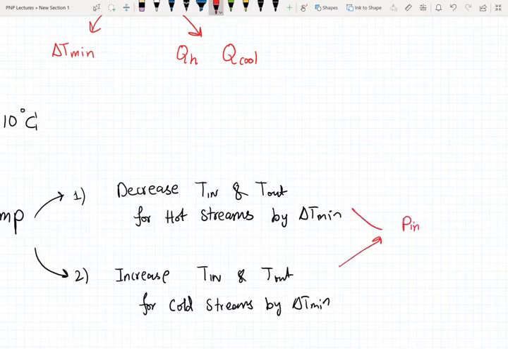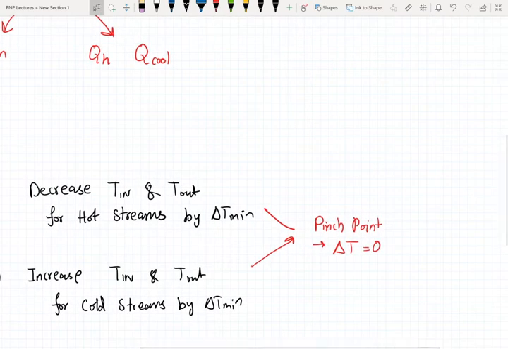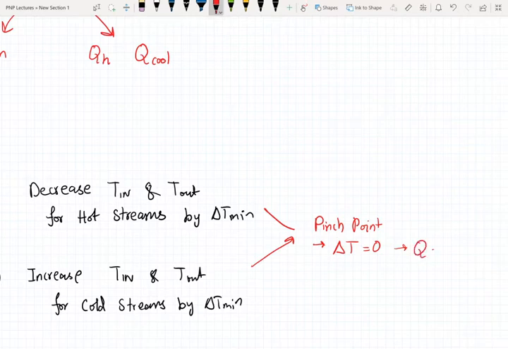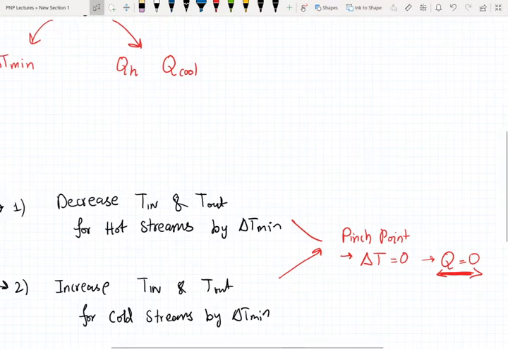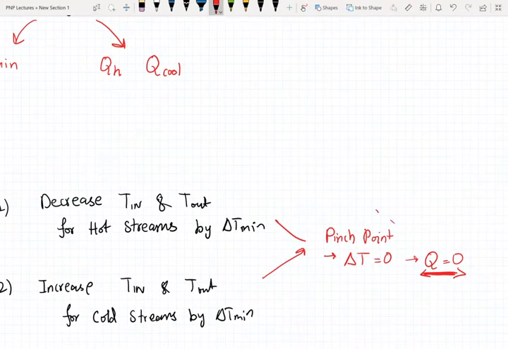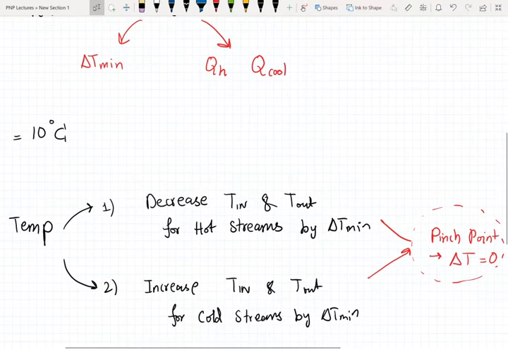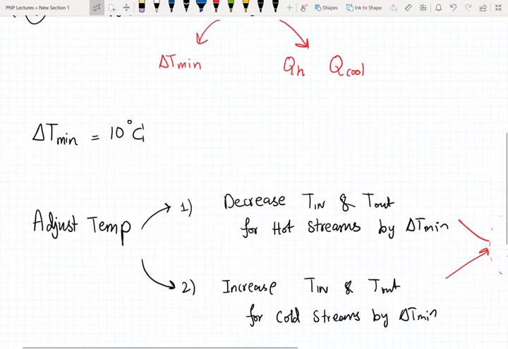your pinch point, once you perform this adjustment, is going to have a temperature difference of 0. And if you have a delta T of 0, that means your heat transfer, or let me say Q, is going to be equal to 0. This is going to be important once we have our temperature intervals and we find the enthalpy changes in each interval. So this is the reason why we want to adjust the temperatures.